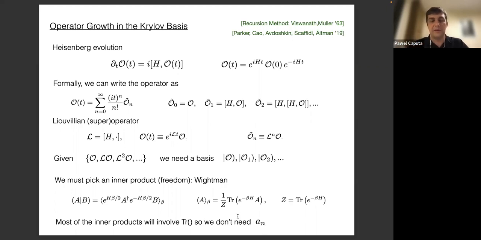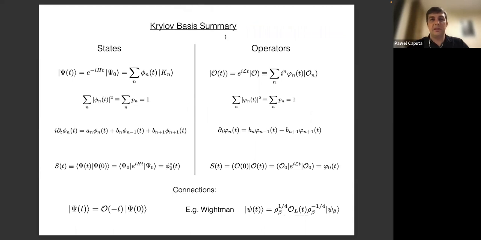So I just wanted to point out that maybe this story for the states is more general than the story for operators. Let me summarize this idea of the Krylov basis. We can start with the state psi of t, with the unitary evolution, and expand it in the Krylov basis. These coefficients give you the probabilities, and these probabilities capture all the relevant information about the evolution of the state that you might be interested in. Of course, generally these coefficients may be very complicated, and depending on the Lanczos coefficients a_n and b_n, this equation might be difficult to solve.